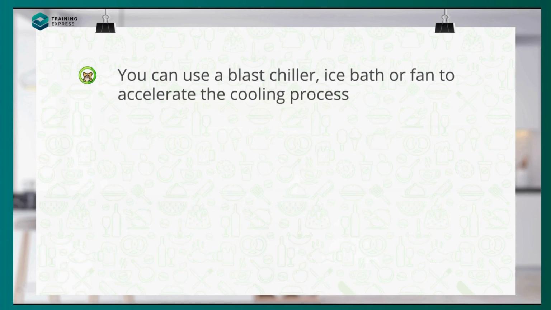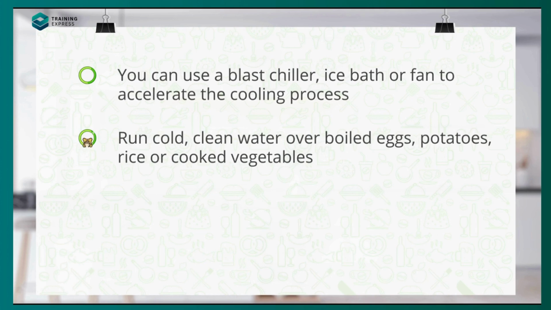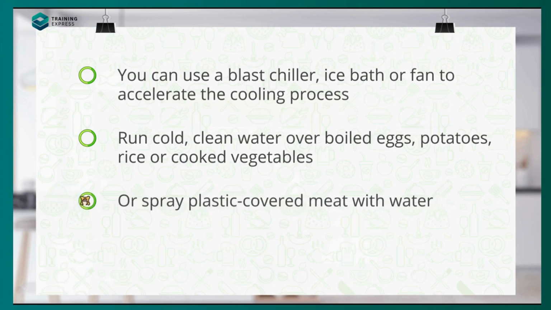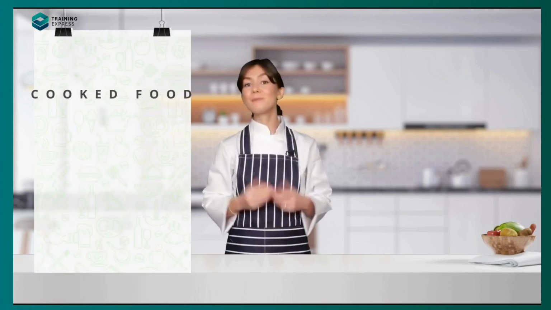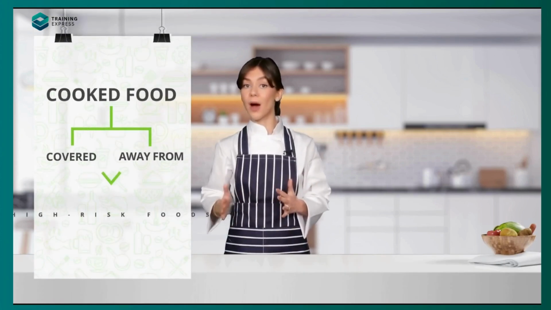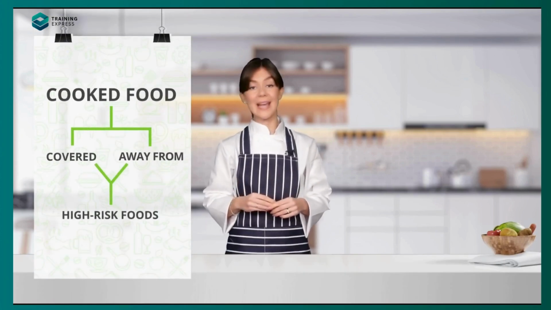You can use a blast chiller, ice bath, or fan to accelerate the cooling process. Run cold, clean water over boiled eggs, potatoes, rice, or cooked vegetables, or spray plastic-covered meat with water. Keep cooked food covered and away from high-risk foods while cooling. Then store it below 5 degrees C. Never put hot food straight into a refrigerator.